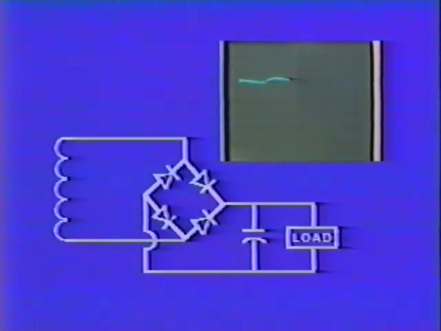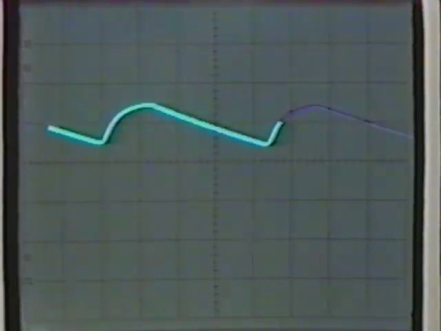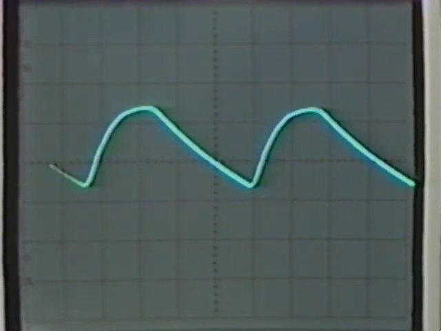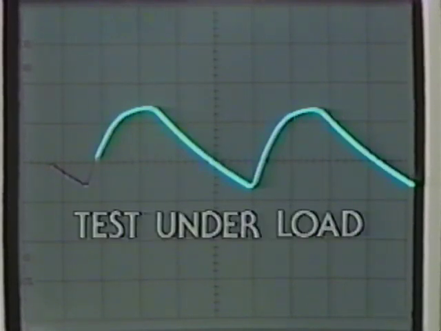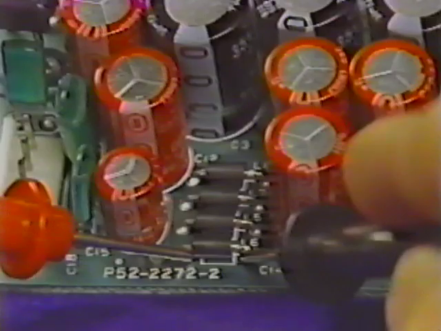Watch the output of this full-wave rectifier decrease when one of the 4 diodes is open. When a rectifier diode fails, it shows up only under load, so be sure to check the supply under load. An open diode is easily identified by a multimeter continuity test.